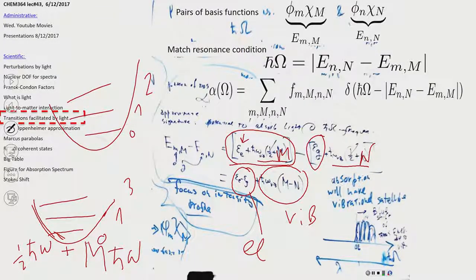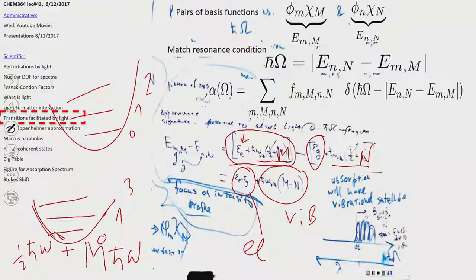But then, notation. The letter phi stands for electronic. Index M stands for all quantum numbers related to the electronic state. The letter chi, I'm not Greek, I don't know how to pronounce it, looks like X, but it is a Greek letter, stands for nuclear wave function, and the index stands for the quantum number, how many oscillations.